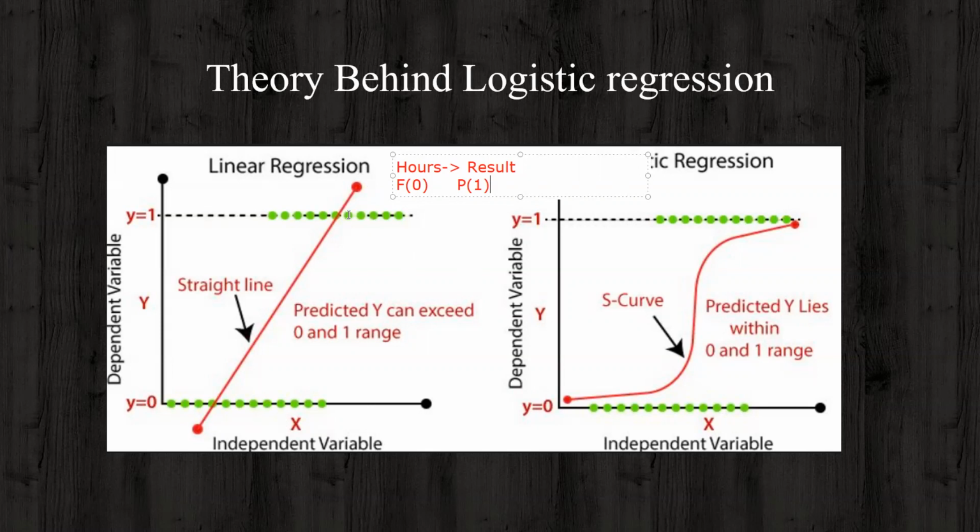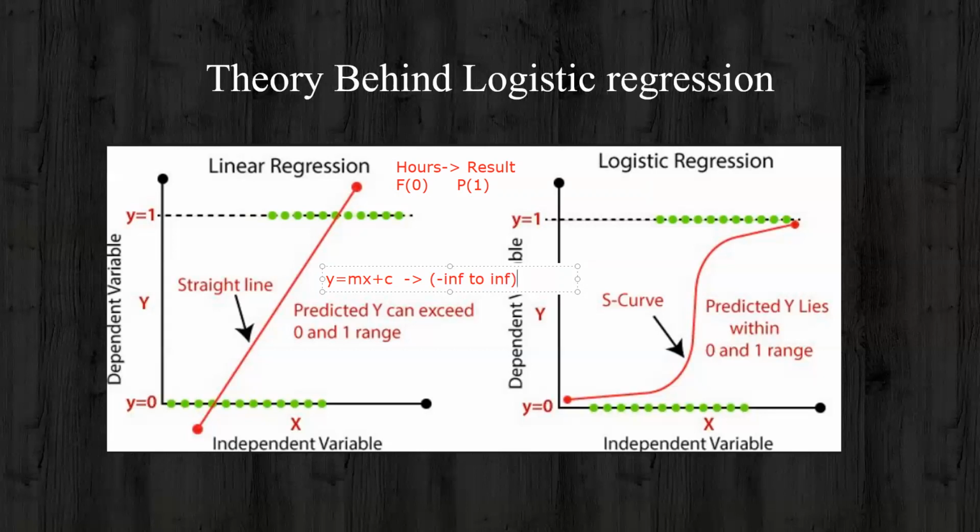Now what we have to do is fit it with a straight line. Once you fit it with a straight line, what do we get? Y is equal to mx plus c, right? We know that m stands for slope, c stands for intercept, X stands for the independent variable, and Y stands for the dependent variable. In this case, when you fit with Y equal to mx plus c, what would be the range of values of Y? It would be from minus infinity to plus infinity.